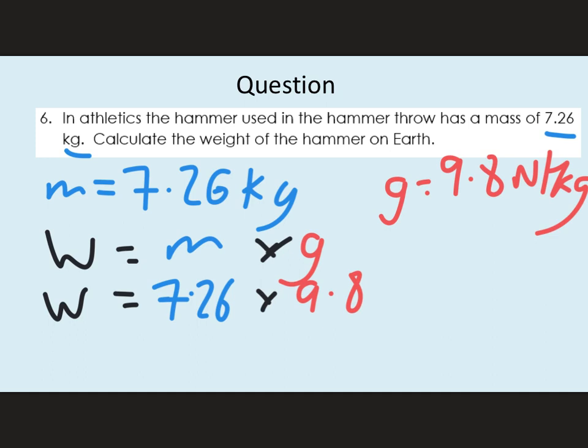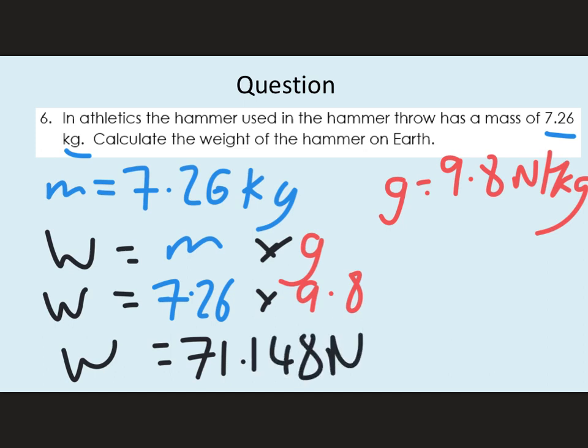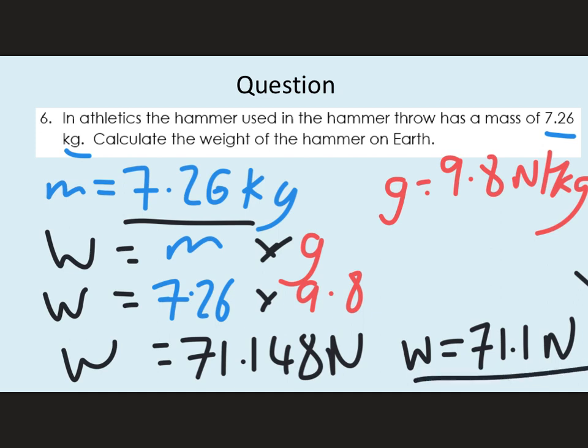Again, we just put those numbers into our calculators to find that weight equals, and once I put that into my calculator, I find that weight is equal to 71.148 newtons. I've got three significant figures in the question, so I'm going to round that to 71.1 newtons.